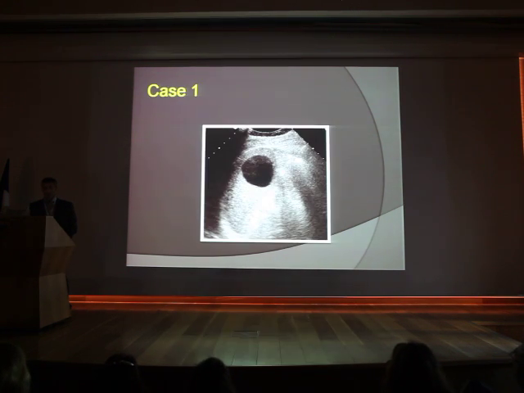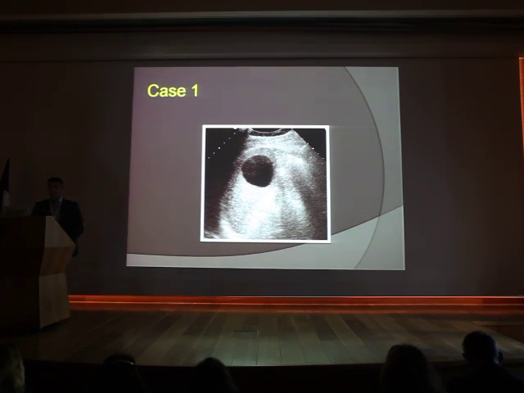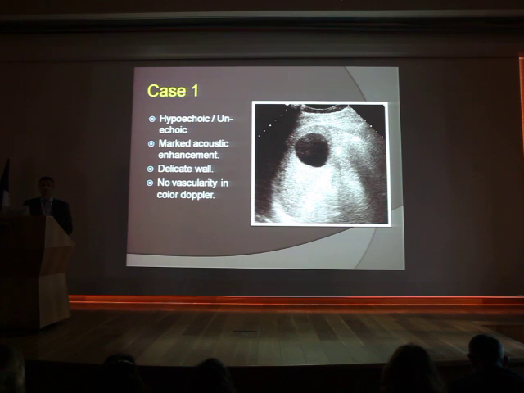So I'm going to do it as a case presentation. That's the way I was asked to do that, and this is the first case. The first case is a hypoechoic or anechoic lesion with marked acoustic enhancement. There is a delicate wall, no vascularity in color Doppler, and it's supposed to be like a case study, so anybody wants to say what it is?